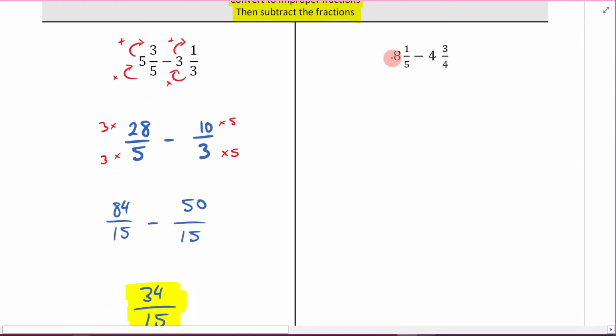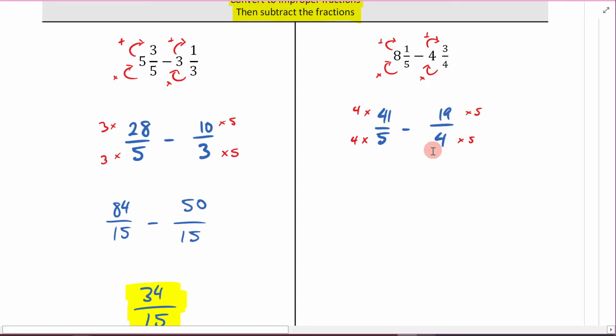All right, here we've got, all right, what are we going to do? Remember, turn them into improper fractions. So that means I'm going to go this times this, and then plus that. This times this, and then I'm going to plus that. So this is going to be 8 5s are 40, and then 40 plus 1 is 41. So this will be 41 on 5, minus 4 4s is 16, plus 3 is 19, 19 on 4. I need to get them to lowest common denominators. So what's the lowest common denominator of 5 and 4? It's going to be 20. So that means I'm just going to times this side by 4. I'm going to times this side by 5.